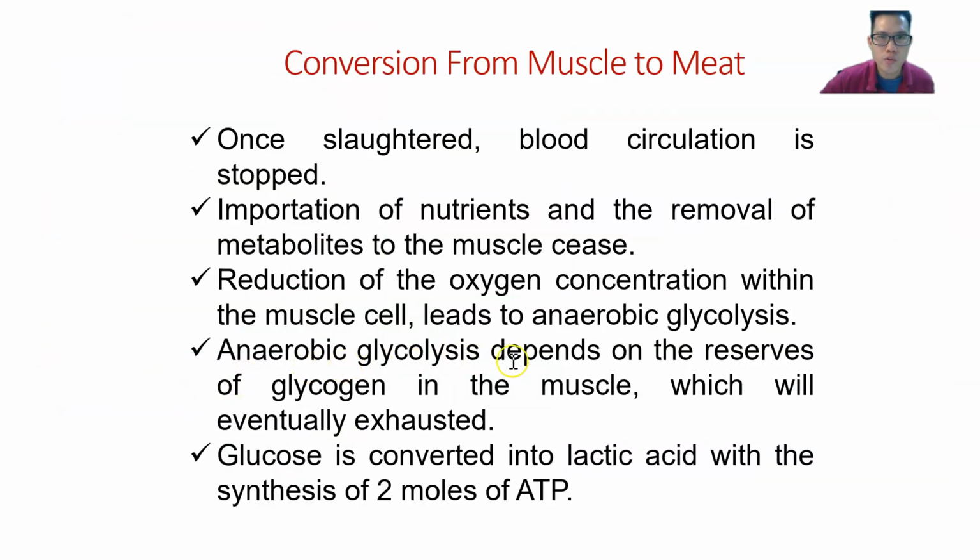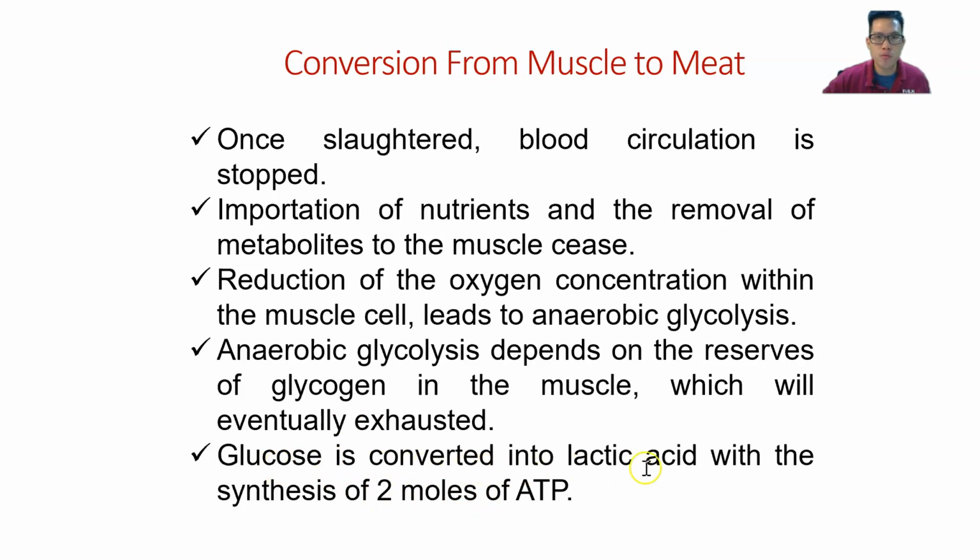Anaerobic glycolysis depends on the reserve of glycogen in the muscle. Usually carbohydrate is stored in the muscle in the form of glycogen; for plants, it is in the form of starch. In us humans as well, a certain amount of glycogen is stored in the muscle for usage. This glycogen will be exhausted during the conversion from muscle to meat, which means that ATP production will stop as well.